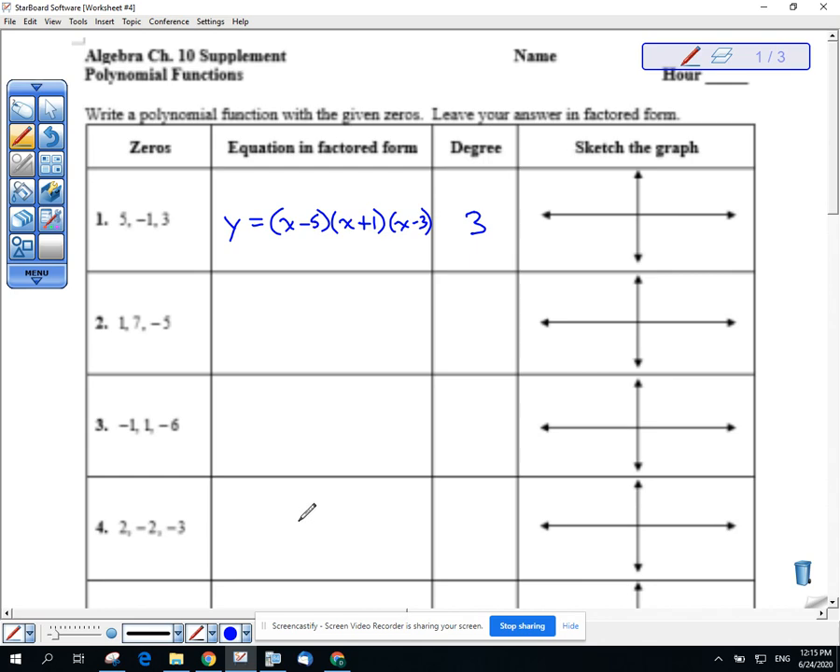Now, could it go down, up, down? Sure, it could go down, up, down. But here's a quick little test. Think of two numbers that add up to 3. Real quick, do that. Think of two numbers that add up to 3. Now, I would guess that most people thought of 1 and 2. Those are the simplest two numbers that you can think of.